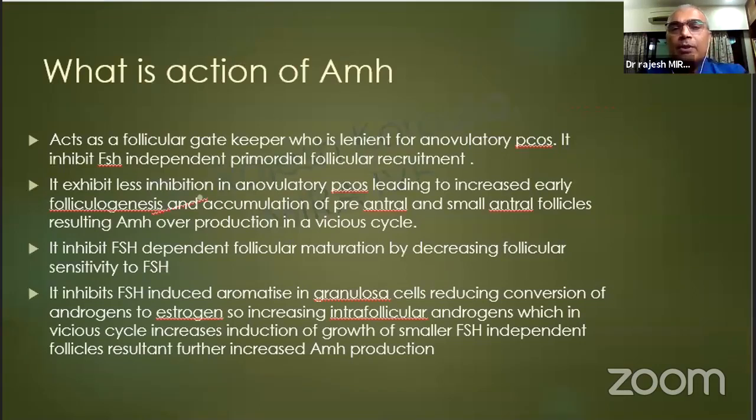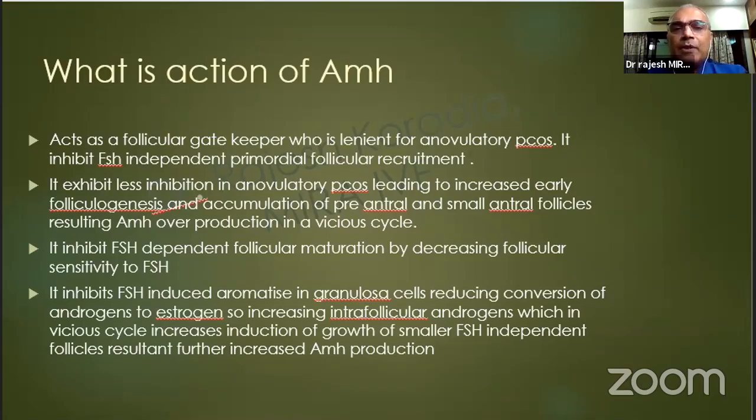So in anovulatory PCOS, the AMH is quite lenient. At a suitable time, that inhibition is broken and there is a massive growth of the multiple follicles, and there are more chances of OHSS. It inhibits the FSH independent primordial follicular recruitment. So it's a gatekeeper. It exhibits less inhibition in anovulatory PCOS, leading to increased early folliculogenesis and accumulation of the pre-antral and small antral follicles, which results in AMH overproduction in a vicious cycle.